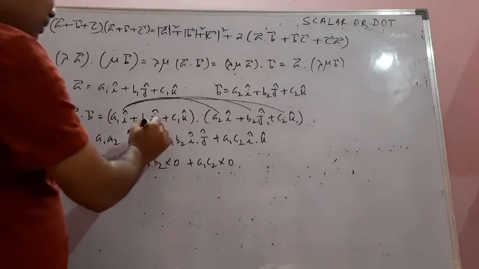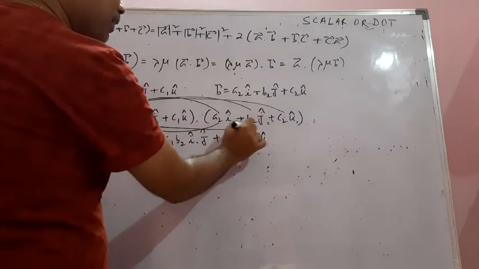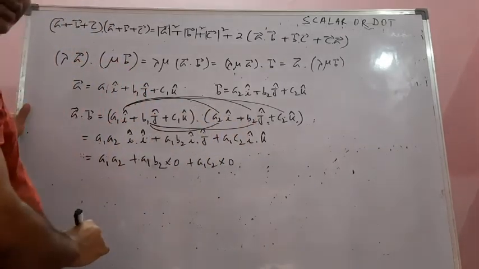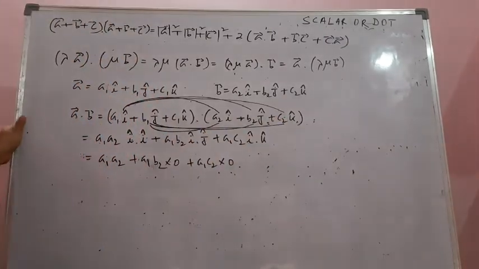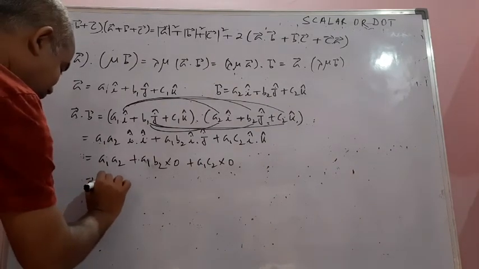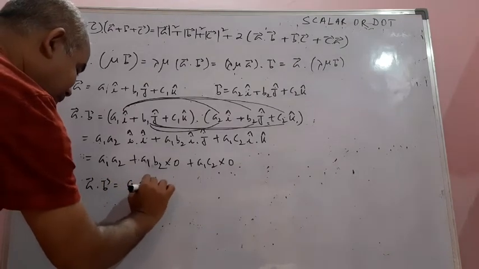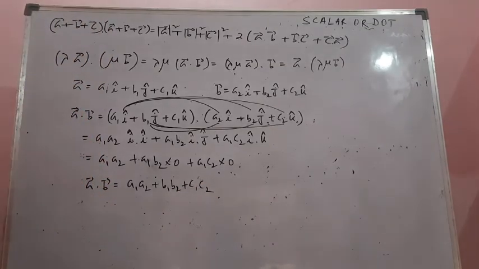Same in that case, when you multiply this one, it will be 0 because of j cap dot i cap. When you multiply this, it will be b1 b2 into j cap dot j cap, which is 1. When you multiply this, again j cap dot k cap will be 0. Same for this also. That's why, in short, when you find the dot product of two vectors, it is the sum of the products of their corresponding scalar components: a1 a2 plus b1 b2 plus c1 c2.